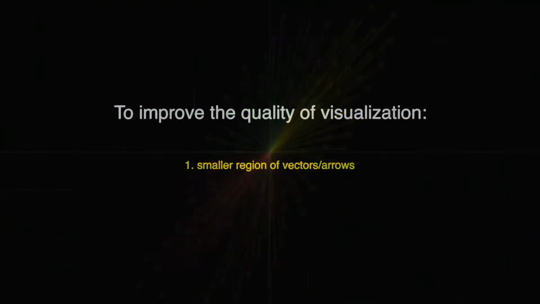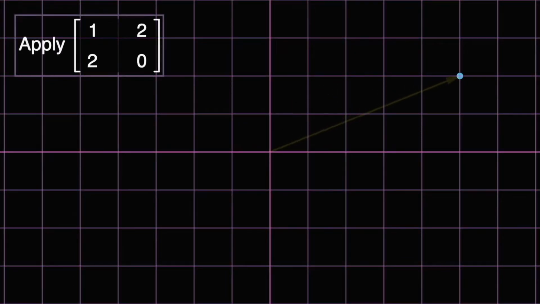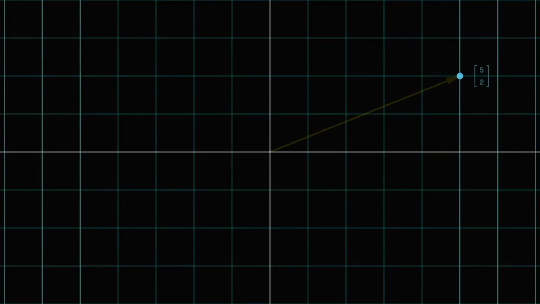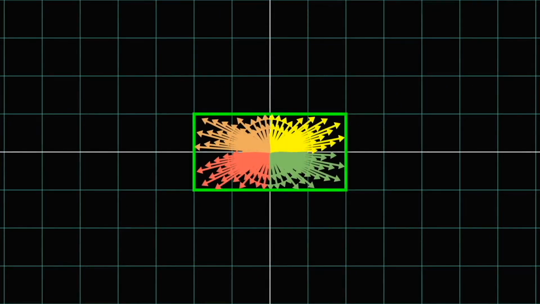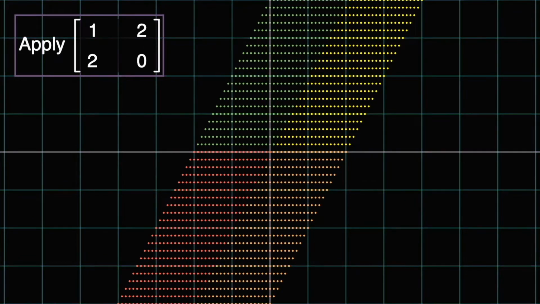The second trick we do is to represent a vector as a dot instead. Consider our old friend vector (1, 2). Now it's a dot sitting over there. The matrix multiplication would move this dot to the coordinate (5, 2). And we can replace all the vectors within our focus region with many dots instead. And then we observe the matrix multiplication. This is much better.